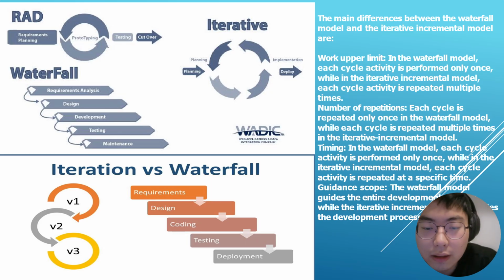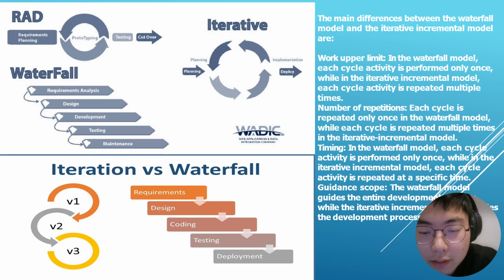So, what are the most important differences between those two models? Repetition of activity. In the waterfall model, each development activity, like design or testing, is performed only once during the entire project life cycle. In the iterative model, those activities are repeated during each iteration cycle.